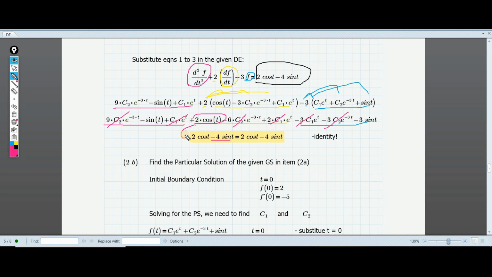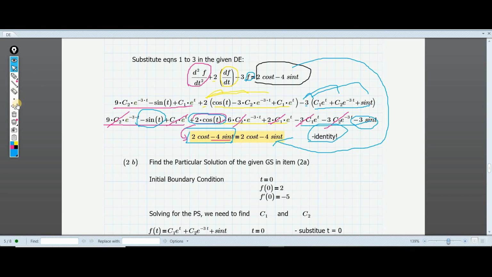So, eto siya. Okay, so ang naiwan lang ay yung sin t minus 3 sin t at yung cosine t natin. So, simplify, this will be the answer. And yes, we arrive at the same answer. So, 2 cosine t minus 4 sin t. Therefore, it is an identity. Indeed, the given solution is the solution of the differential equation.